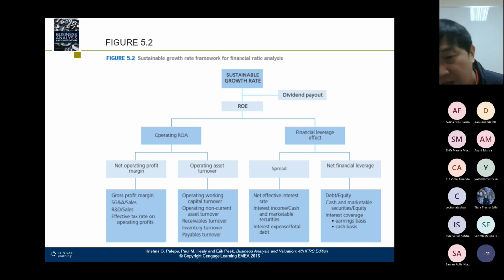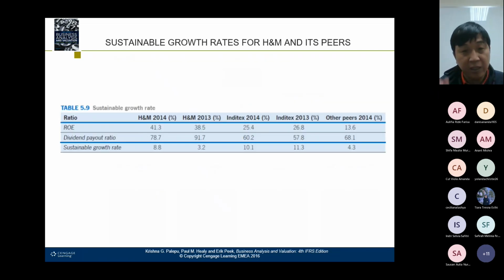Interest income over cash and marketable securities, interest expenses over total debt, operating working capital turnover, operating non-current asset turnover, receivables turnover, inventory turnover, payables turnover, the gross profit margin, SG&A over sales, R&D over sales, effective tax rate, operating profits. So ROE: 14.1, 13.8, 25.4, 26.8.